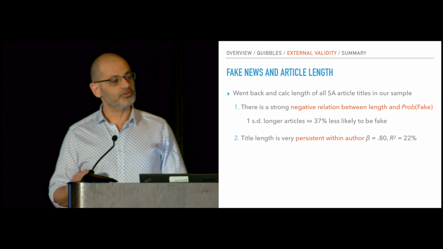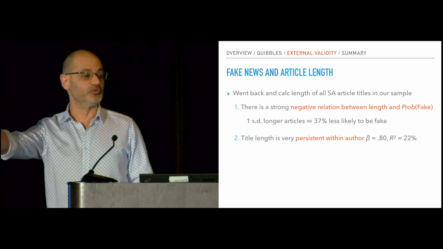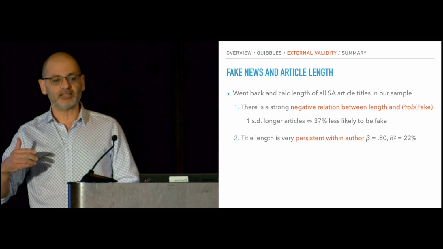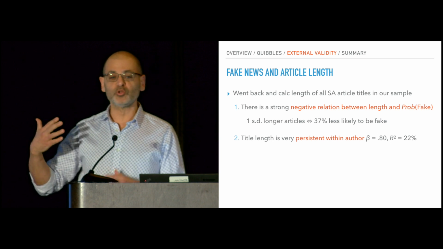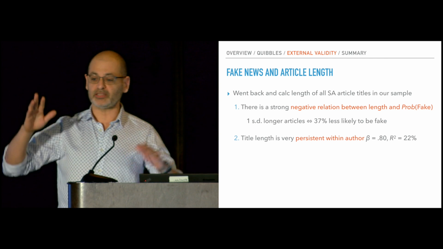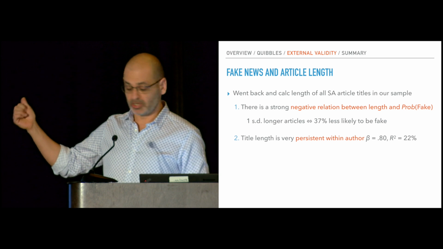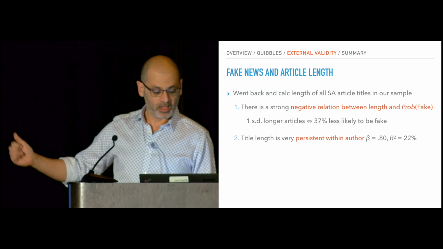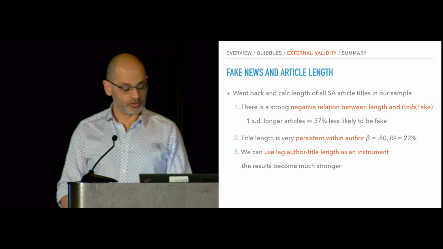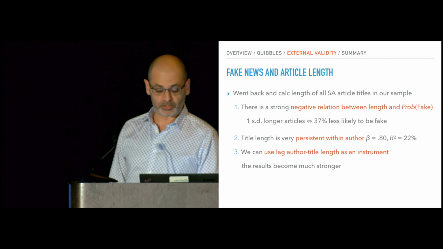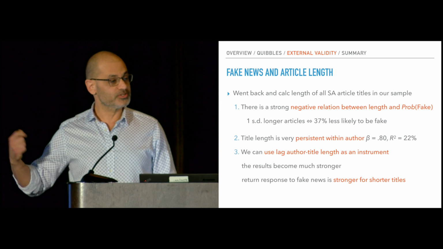What I also noticed in going through this, and this is the alternative measure, is that title length is very, very persistent, even if you include firm fixed effects. That suggests there is some attribute that is exogenous to what we care about that we can utilize. If I regress the length of the title on lagged average length, the beta is about 0.8, and the R-squared is huge. So we can use lagged author title length as an instrument. When I do that, I find that the results that I report here are much, much stronger. And I also find that the return response to fake news is stronger for shorter titles using this instrument.